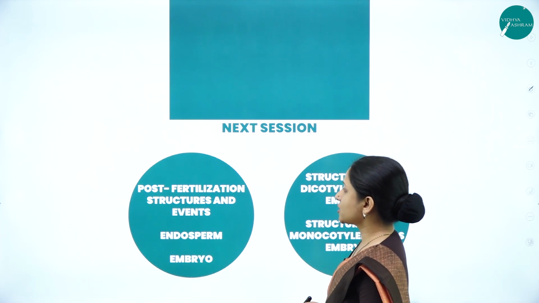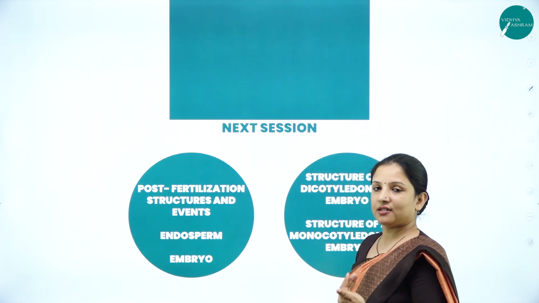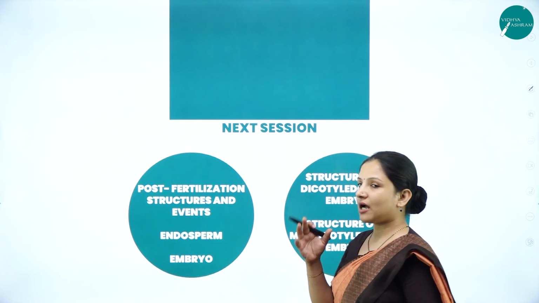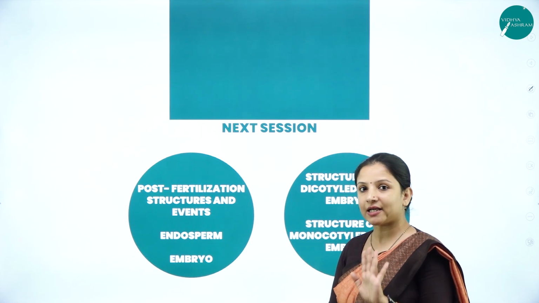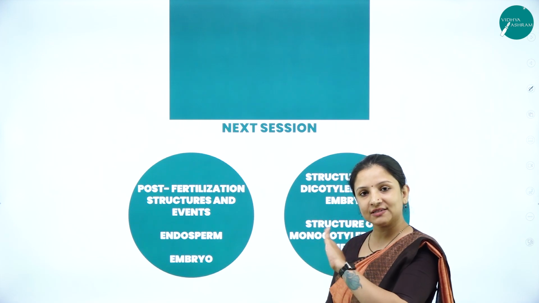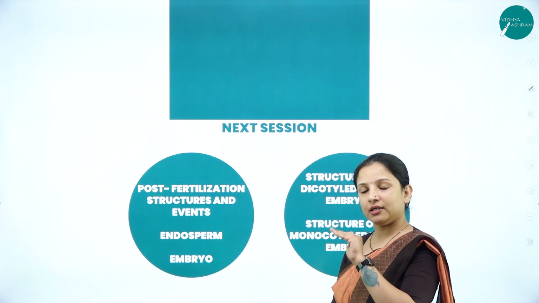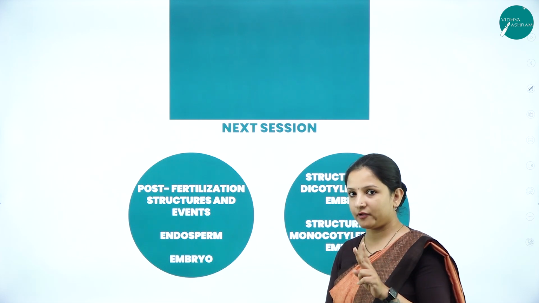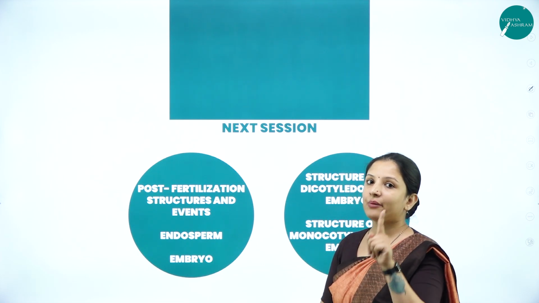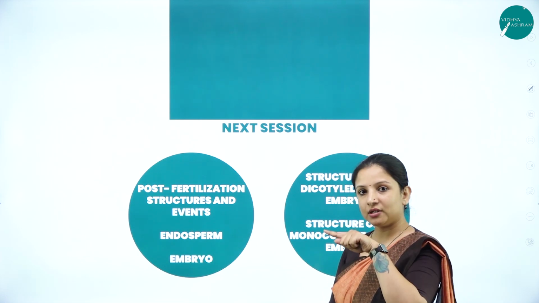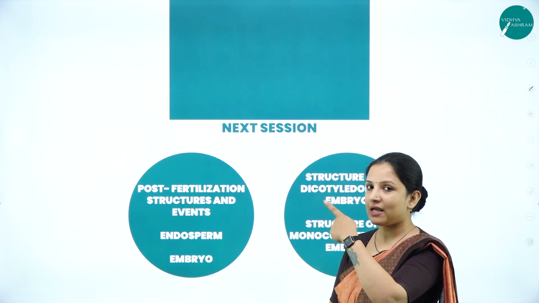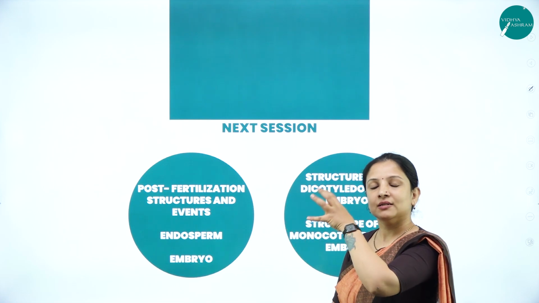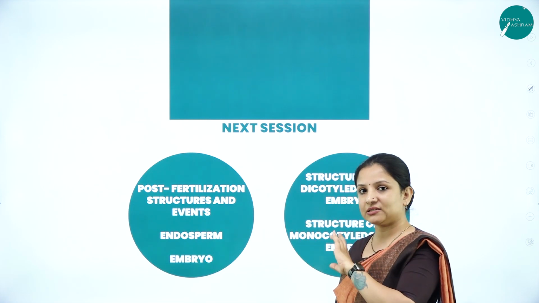In the coming session, we will look into what happens once fertilization occurs, that is, after the fertilization. Till now, in this session, you got to know that fertilization is achieved. What type of fertilization? Double fertilization. One male gamete released by the pollen grain went and fused with the egg cell. One more male gamete which was released went and fused with the central cell, that is, the polar nuclei present in the central cell.